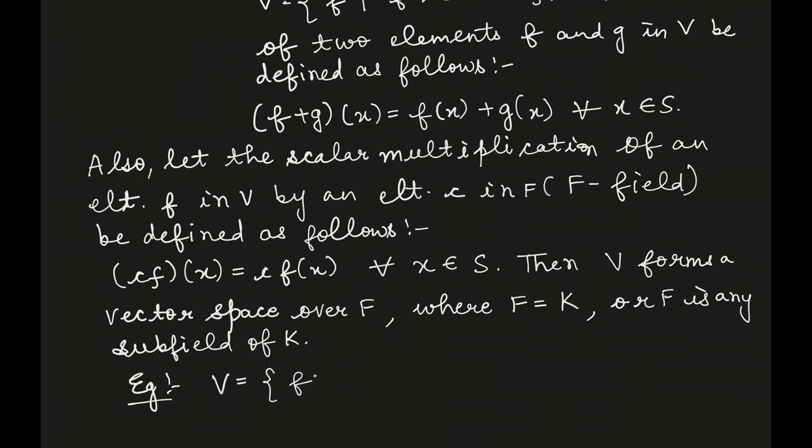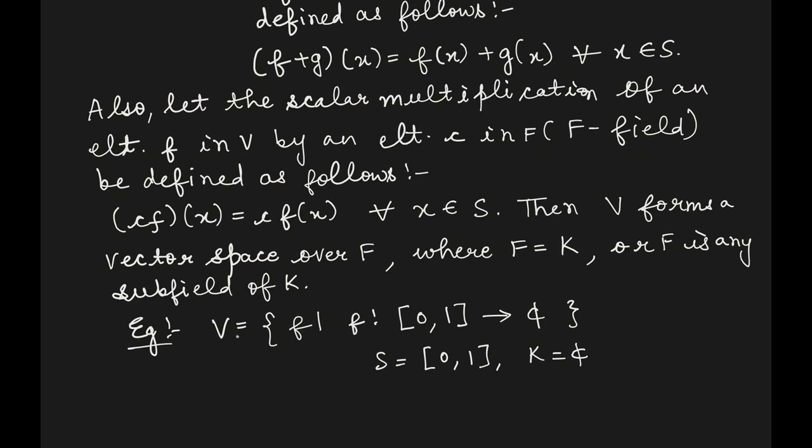B equal to F such that F is a mapping from 0, 1 to complex numbers. So here S is this interval 0, 1, K is complex numbers. Now I need to check whether this B is a vector space over complex numbers, over real numbers, and over rational. Means field is complex numbers, field is real numbers, and field is rational numbers.